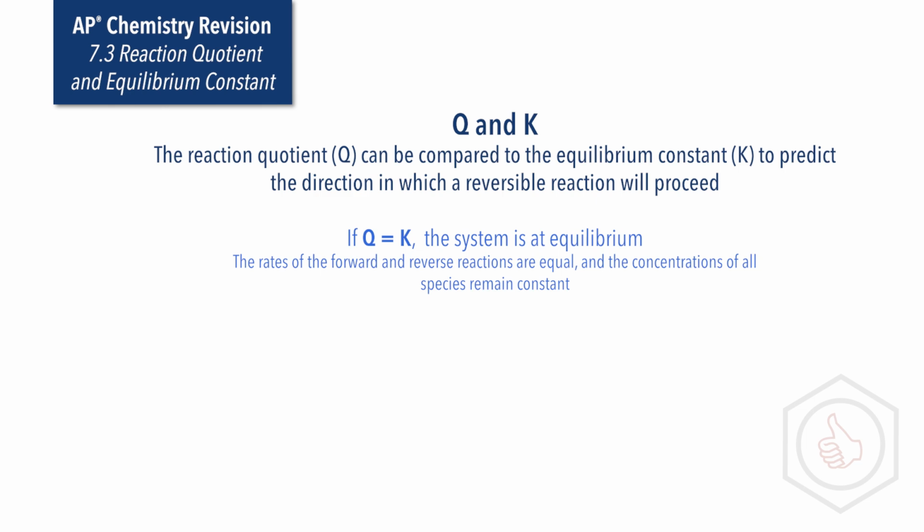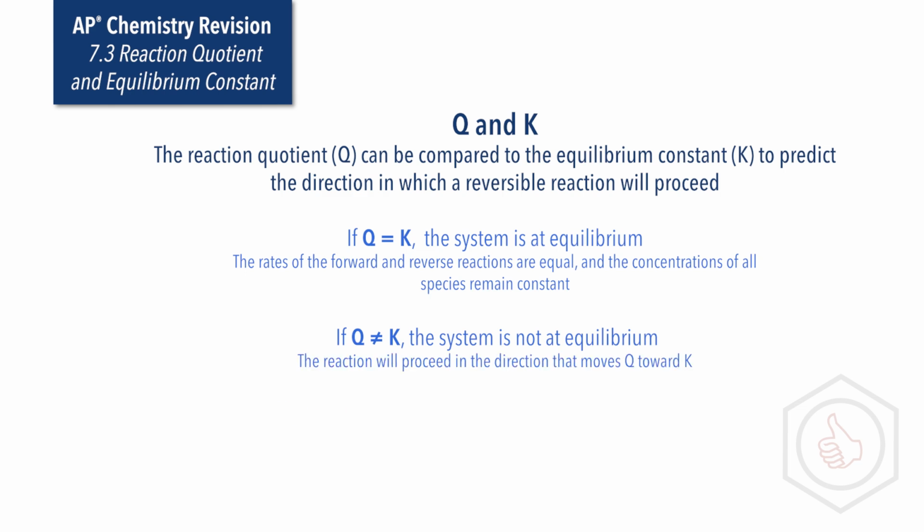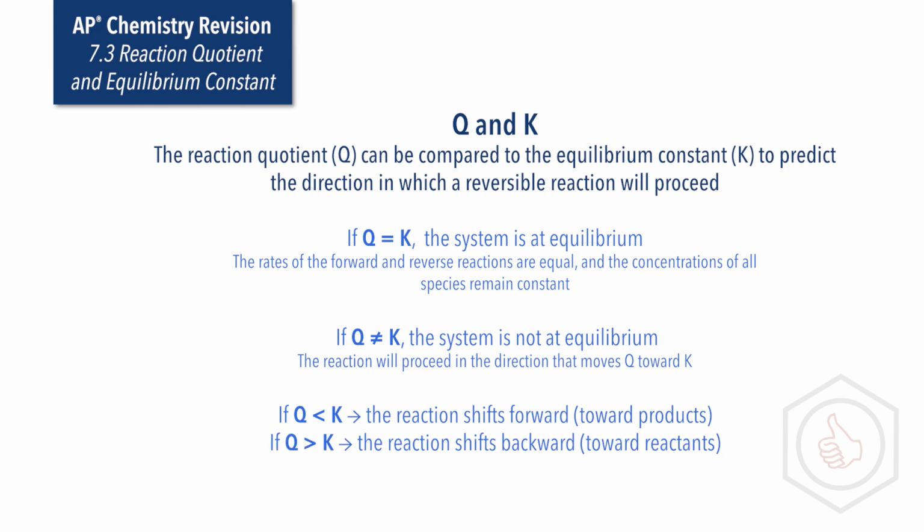However, if the value of Q for a system isn't the same as its equilibrium constant K, the system can't be at equilibrium, but the reaction will proceed in the direction that moves the value of Q towards K. So if Q is less than K, the reaction will shift in the forward direction, towards the product. Over time, this means the value of Q will get bigger until eventually it equals K and the system is at equilibrium. If the value of Q is greater than K, then the reaction is going to proceed in the reverse direction, towards the reactants. Over time, this will mean the value of Q gets smaller until eventually it equals K, and then the system is at equilibrium.